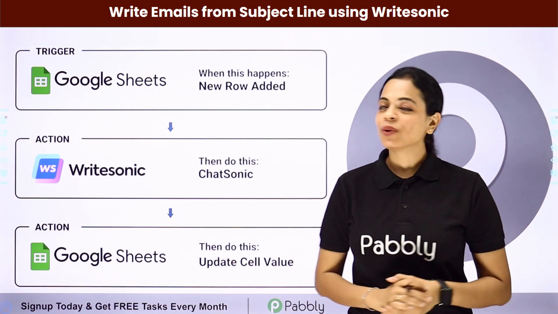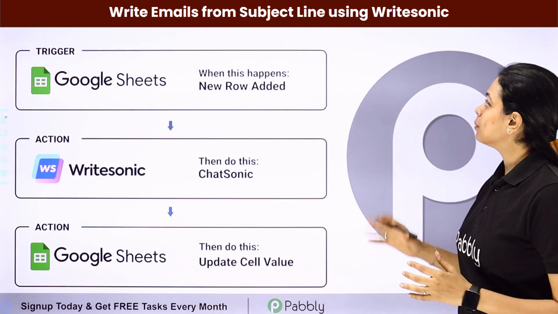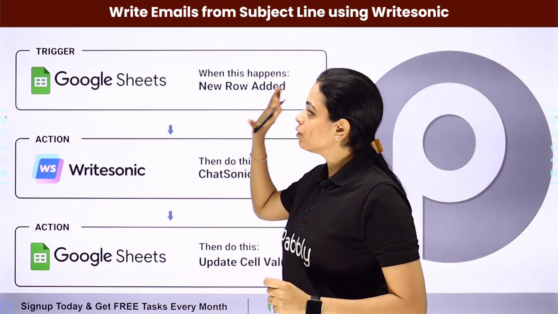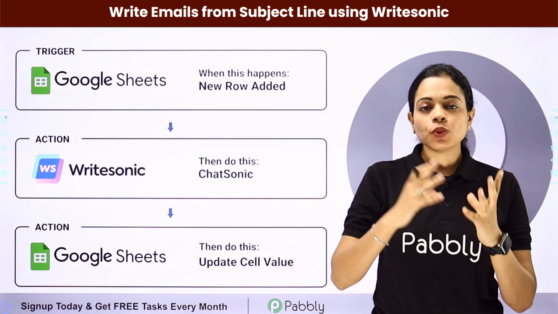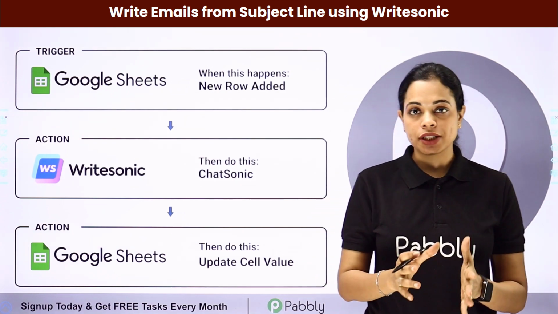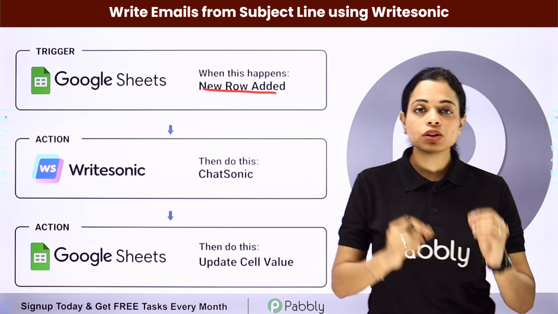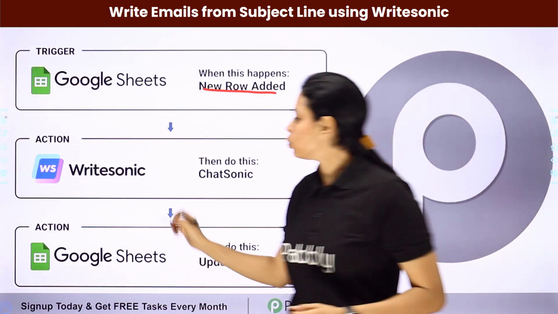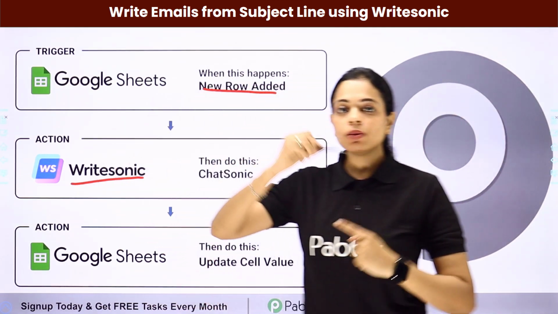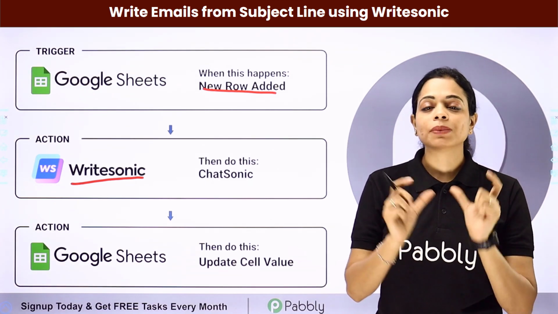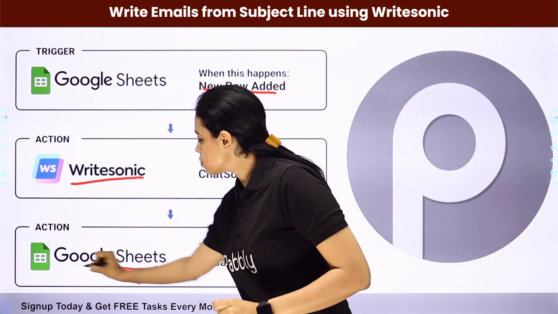In this video, we are going to see how to write emails from a subject line using Writesonic. So let's say that you have got certain subjects with which you want to write an email in your Google Sheet, and you want that every time a new row is added with a subject, then automatically, with the help of Writesonic, which is an AI writer, you would be able to generate the email, and then the same email must be updated as a cell value in the same spreadsheet.